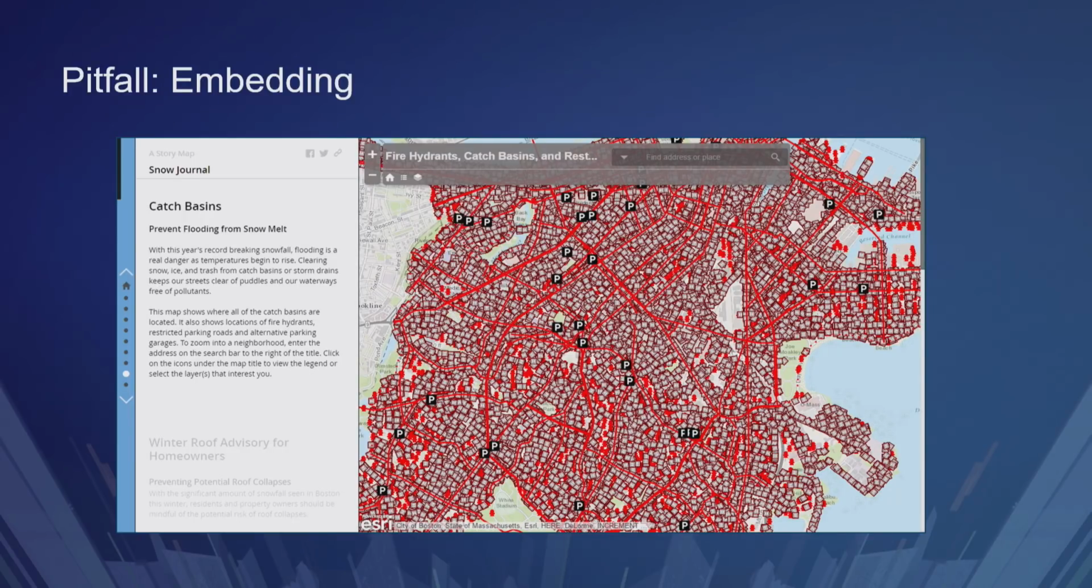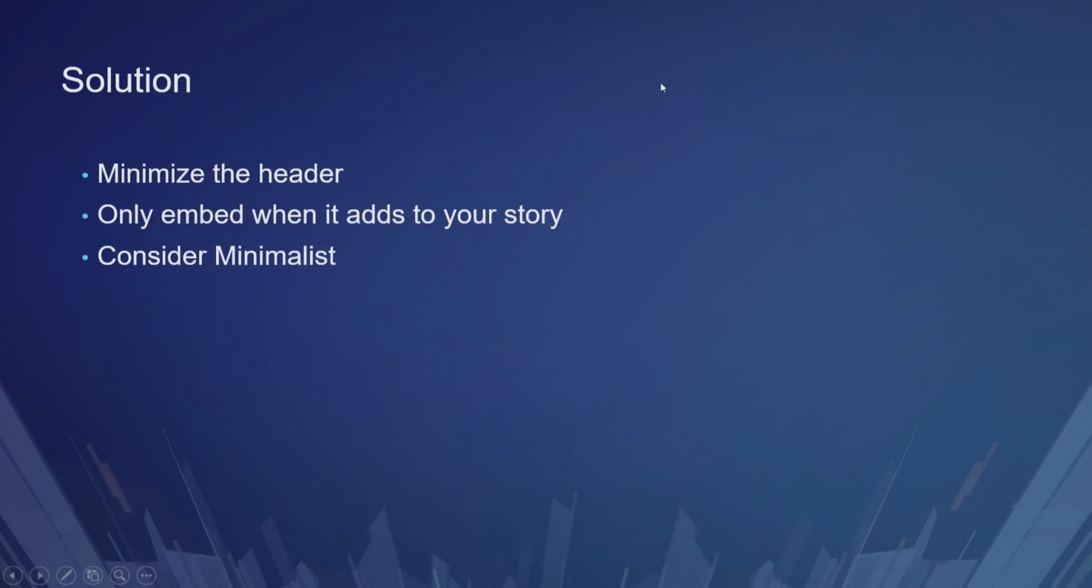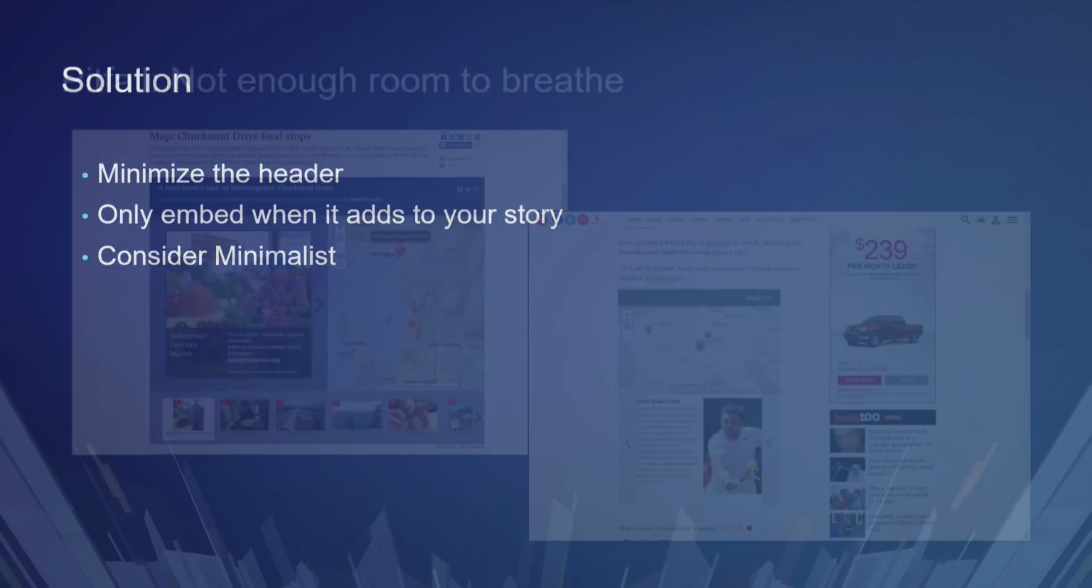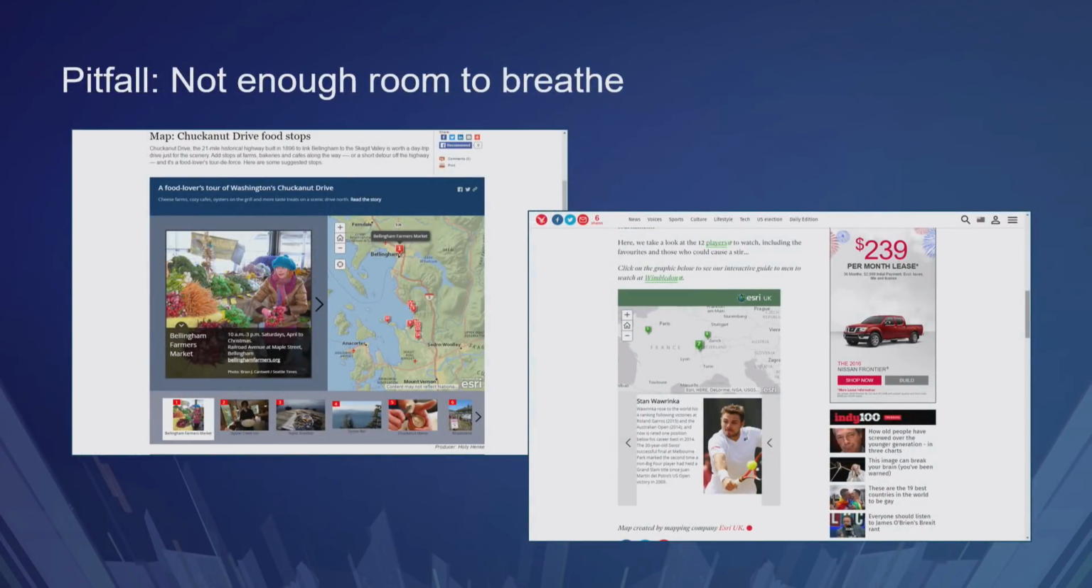You want this map to complement your story, not to be an application that someone is going to use and forget about the story that you want to tell them. So there are different techniques you can use there. Minimize the header, only embed when it adds to your story. And if you really want to embed a web map with a few tools, there's the minimalist configurable application, which doesn't have a header and just has a few tools that you can leave in or out. And that's a great way to embed additional story maps.